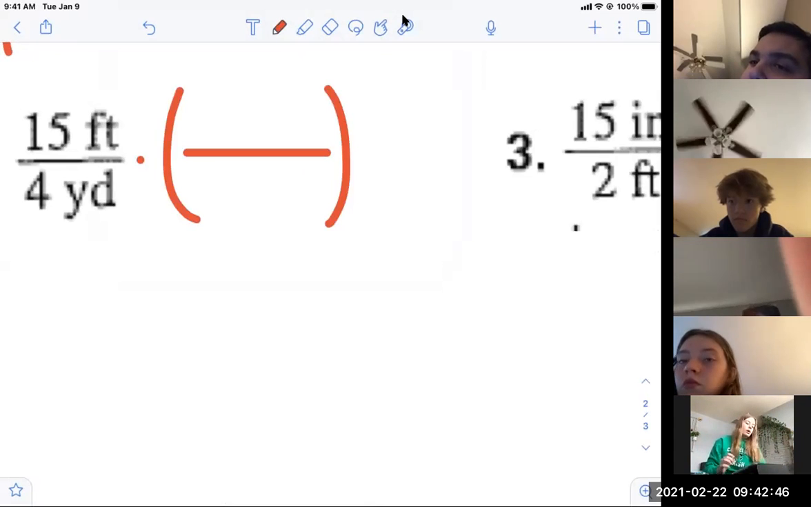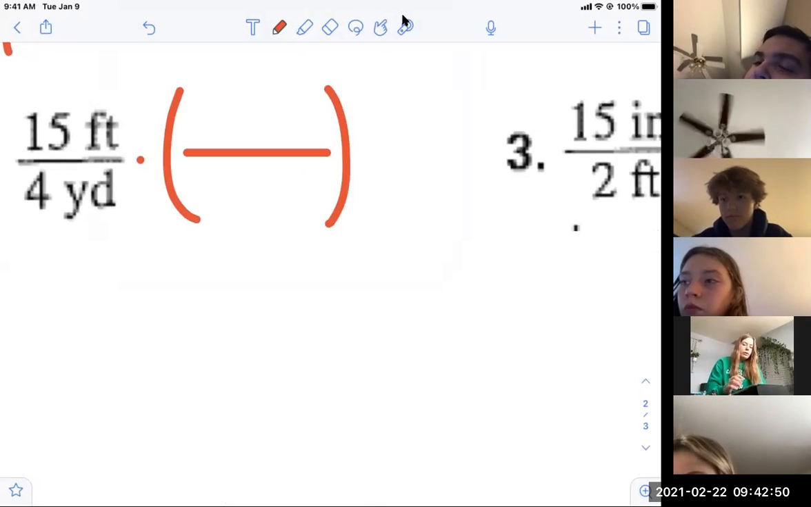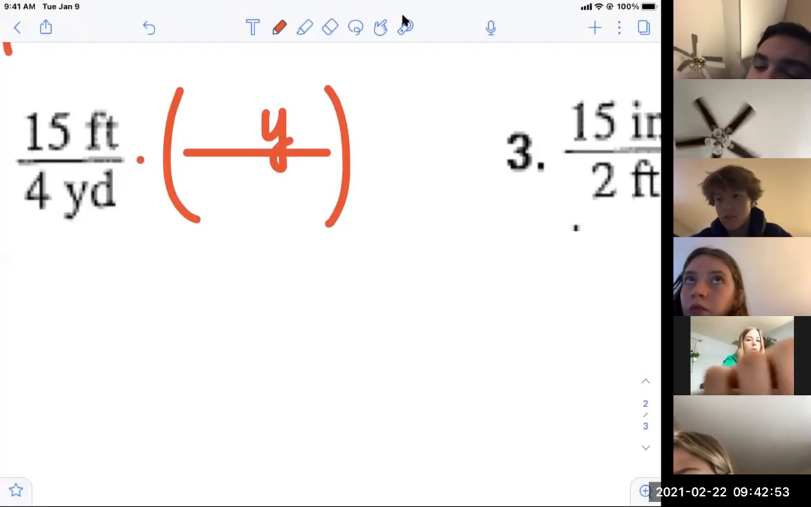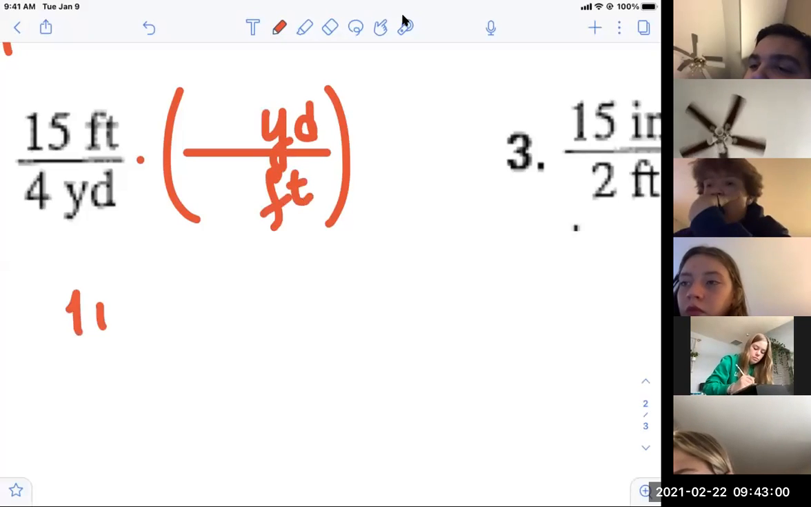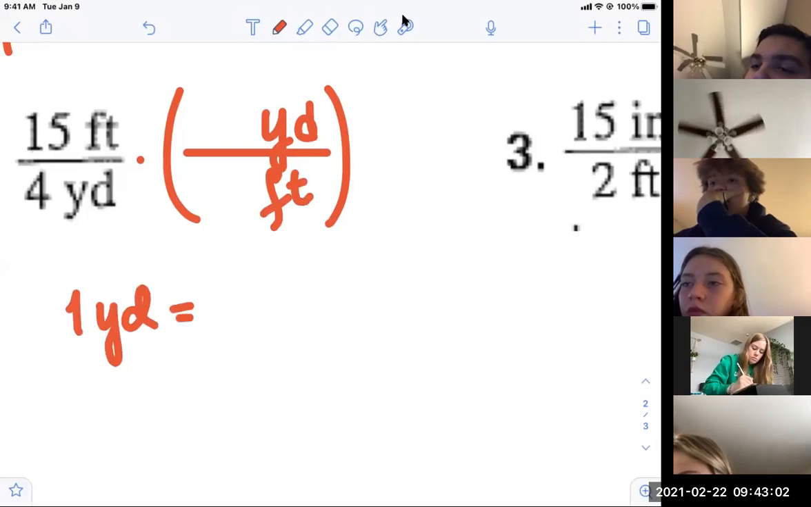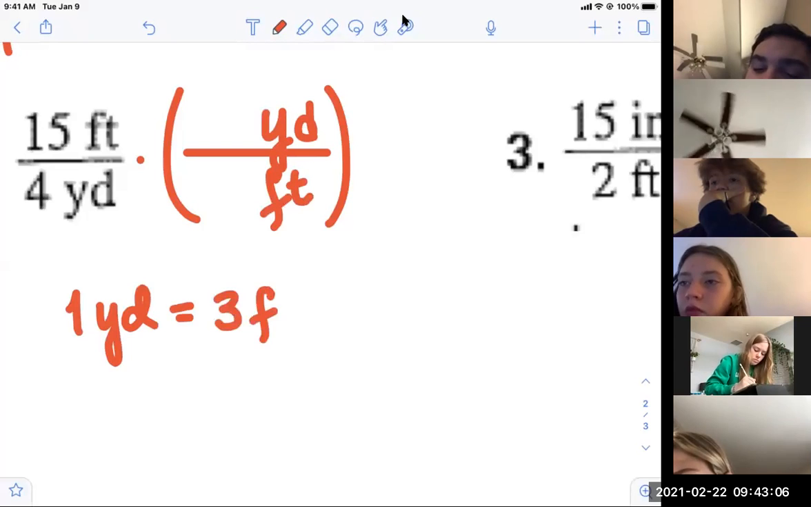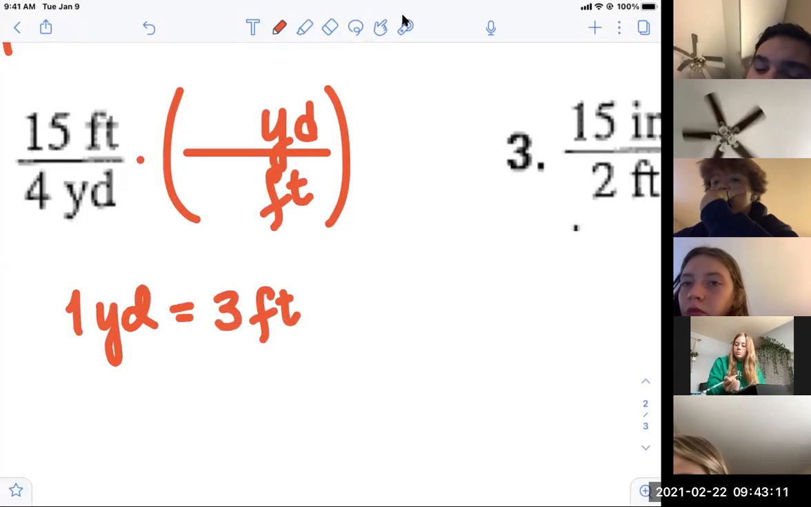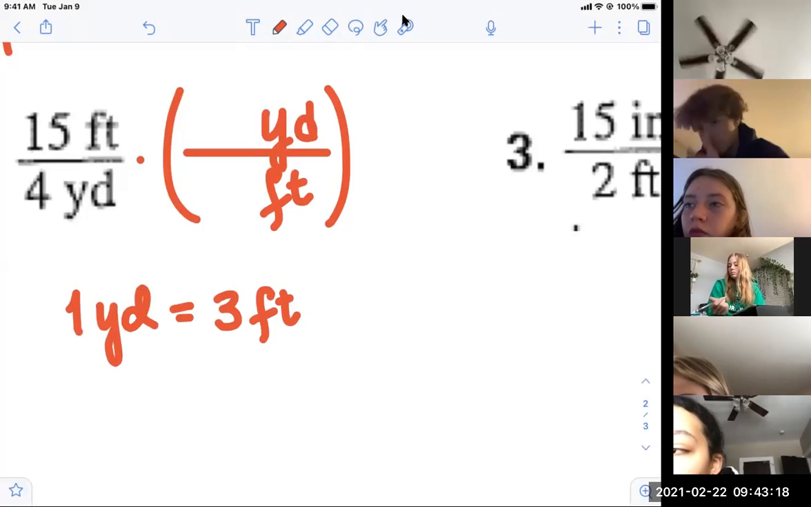Would you do 1 yard on top over 3 feet? Okay, so we know we need to have yards on top and feet on the bottom in order for the units to cancel. And then, yeah, the conversion is 1 yard is 3 feet. Okay, if you think of a yardstick is approximately a meter, it's not exactly, but the yardstick is like the bigger one, like the measuring stick that you might see in a classroom.